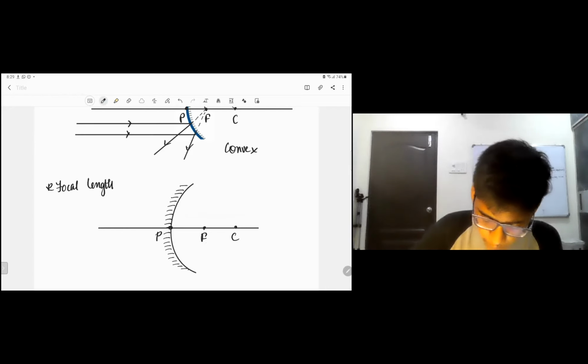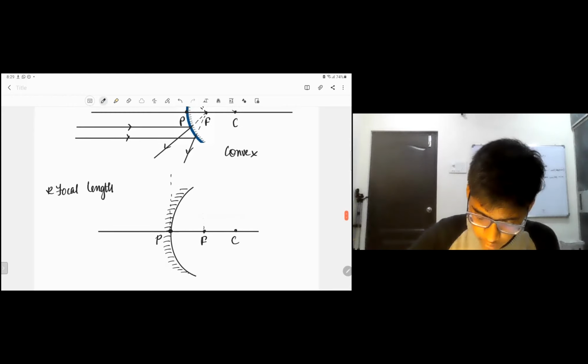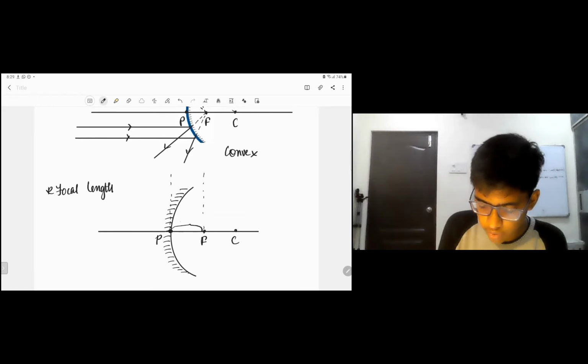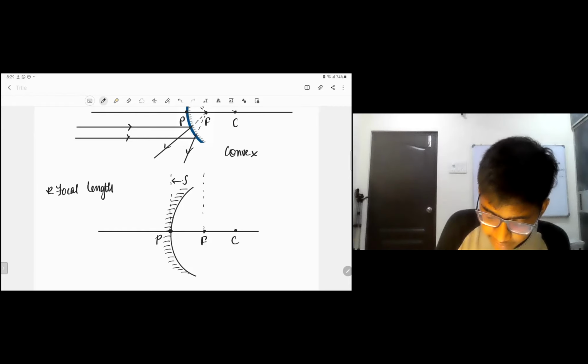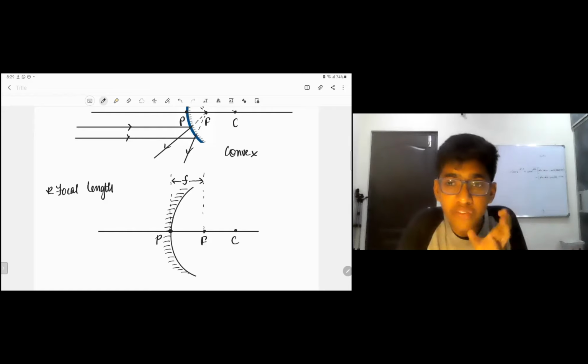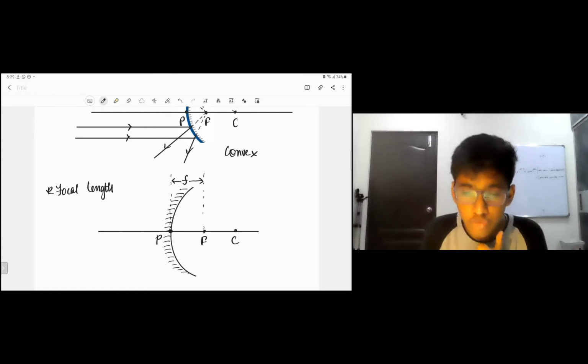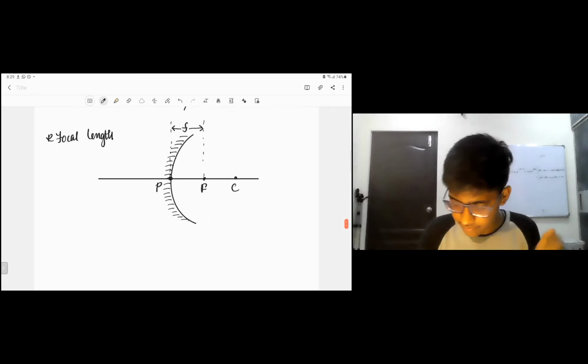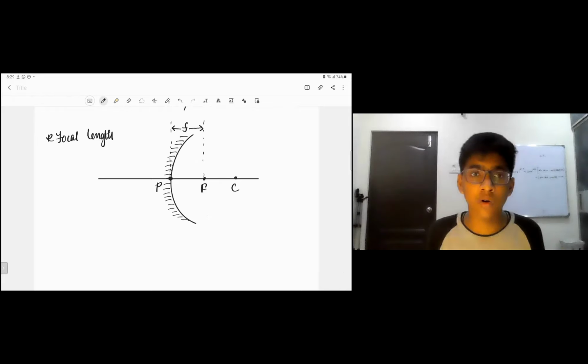Now, the distance from pole to the focal point, this distance is represented by small f. This is called the focal length. I hope you are very clear about the focal length. Focal length is the distance between the pole and the focus of the mirror. So this distance is called focal length, and this is a very famous and very important relation also.